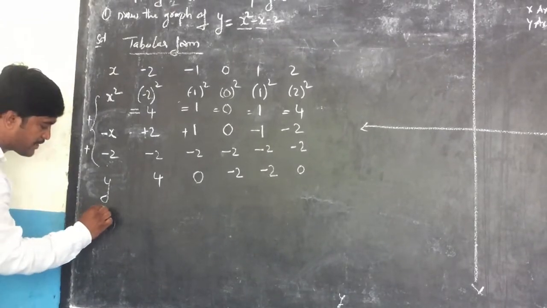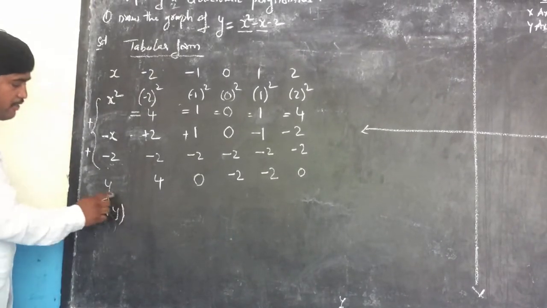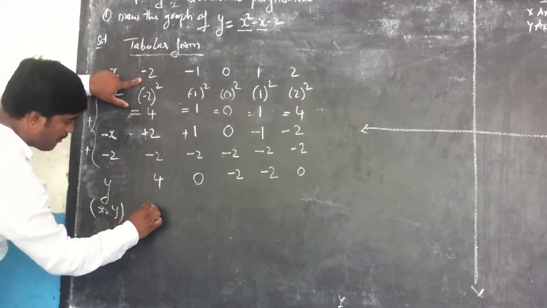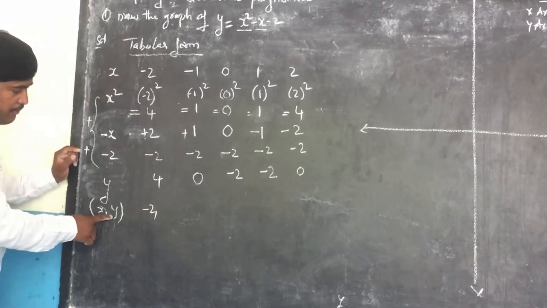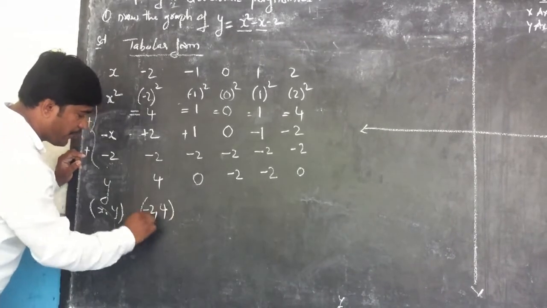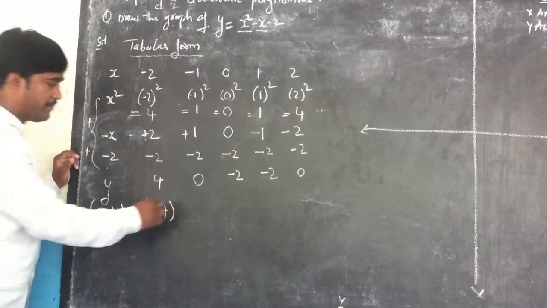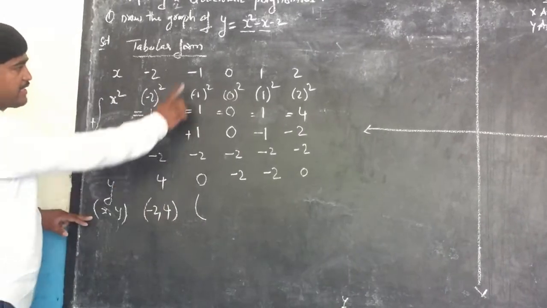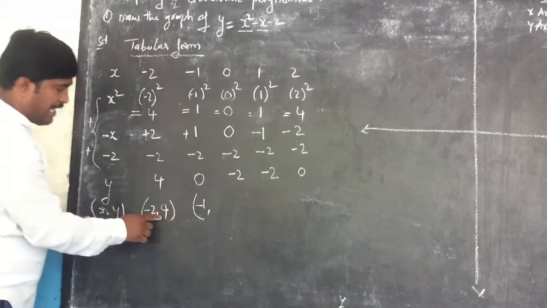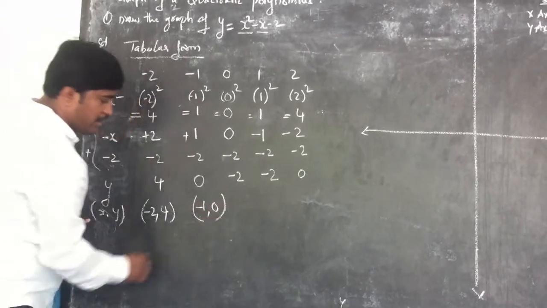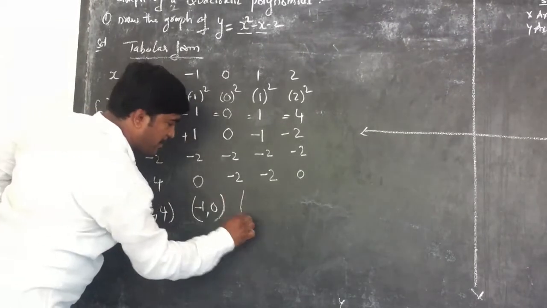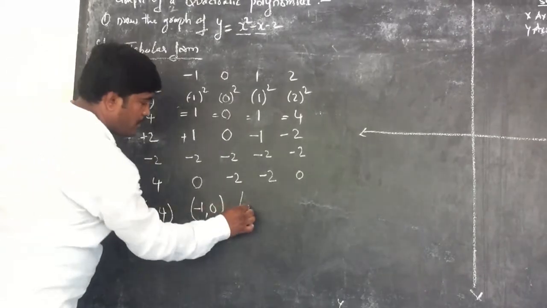Now what are the x comma y values? I can add on. So what is the x value I have taken? Minus 2. What is the value I have obtained? 4. So this is the first point I have obtained from the table. Next, what is the second x value? Minus 1. And what is the second y value I have obtained? 0.